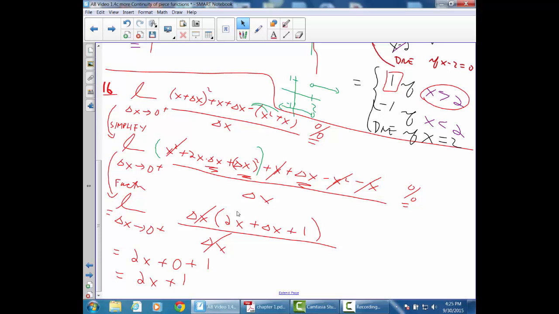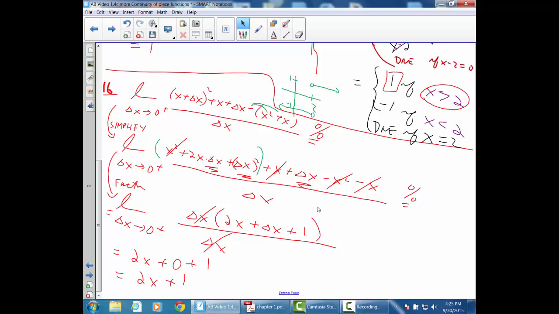And all you'd be left with is the delta x. I'm sorry. If you did substitute in, you'd get x squared plus x plus 0 minus x squared minus x, which would give 0 over 0. So I'm going to simplify. I expand. If you remember, a plus b all squared is a squared plus 2ab plus b squared. Then you have the plus x plus delta x, and then I'm distributing through.